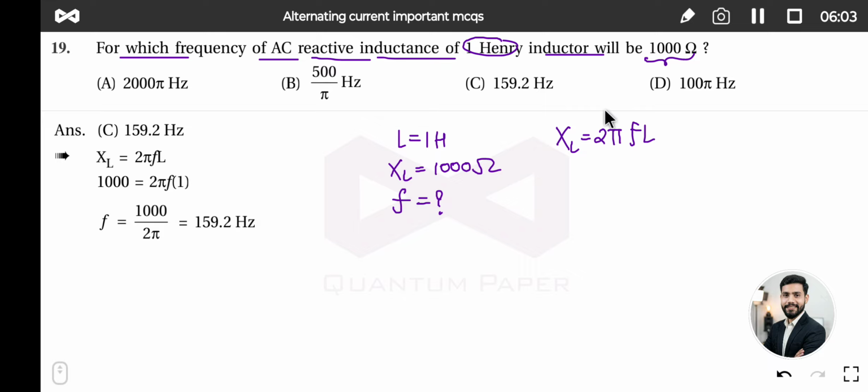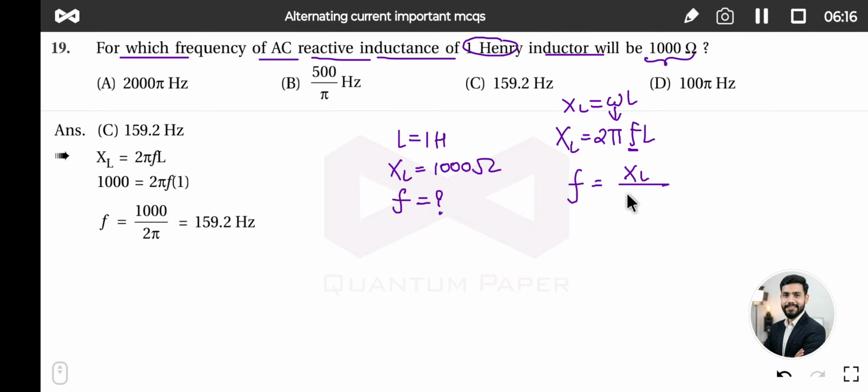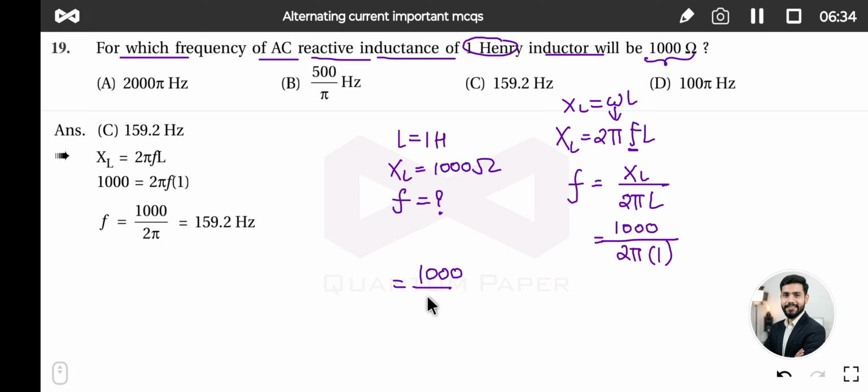The main formula is omega L, but we want frequency, so we will convert omega in terms of 2 pi F into L. We want to find F, so F is equal to XL upon 2 pi L. XL, the reactance, is given as 1000, upon 2 pi into L value, which is 1. So we are getting 1000 divided by 2 pi into 1, which is 2 pi.